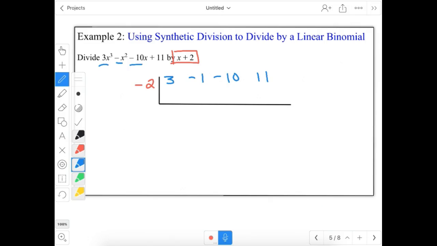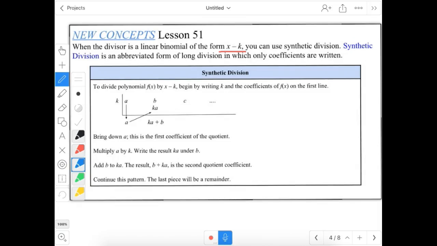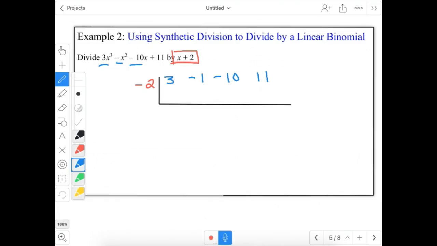Now, I'll go back. So you can see that the first term just drops straight down, and then we multiply it by our divisor, by our k value. And then you add those two things together and drop them down, and you just repeat that action over and over. So once you get it, it goes really fast.